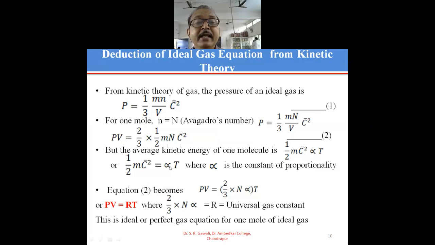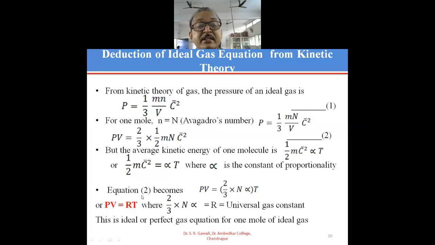But the average kinetic energy of one molecule is 1 by 2 m into c bar square, and it is proportional to the temperature. Average kinetic energy depends upon the temperature, and therefore 1 by 2 m into c bar square, which is the average kinetic energy, is equal to alpha into T, where alpha is the constant of proportionality.